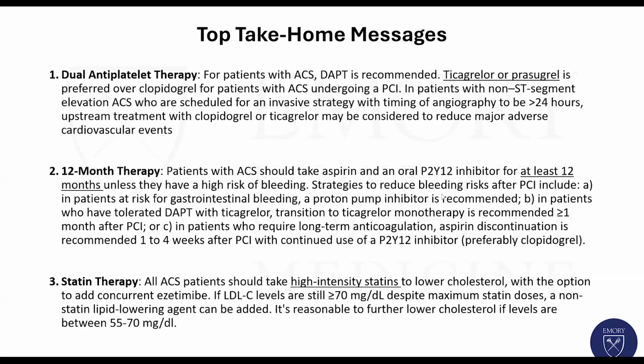for bleeding. If they do have high risk for bleeding, there are a number of strategies that we've included here in the guidelines that will help to reduce that risk, whether you use a proton pump inhibitor, transitioning to monotherapy with ticagrelor after 1 month. And for those who are on oral anticoagulation, discontinuing aspirin after 1 to 4 weeks and continuing with just a P2Y12. I've covered statin therapy.